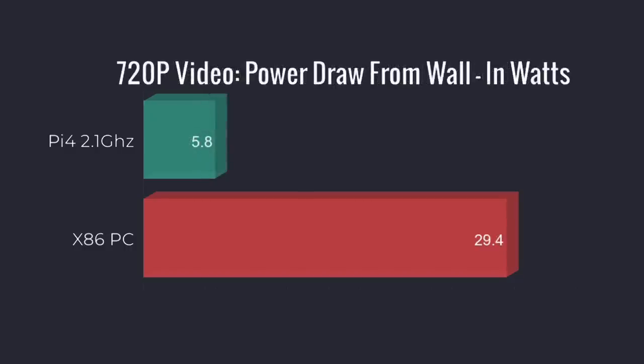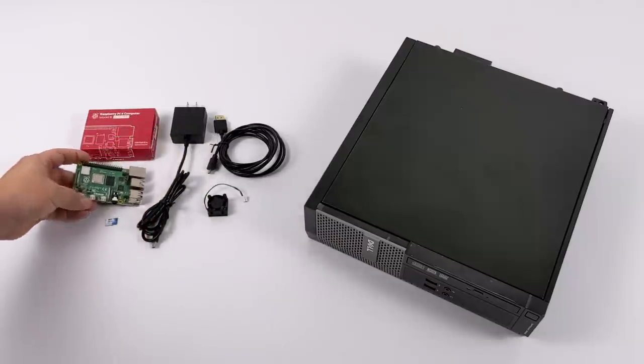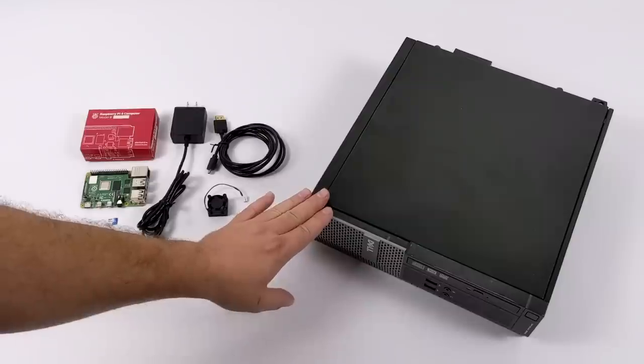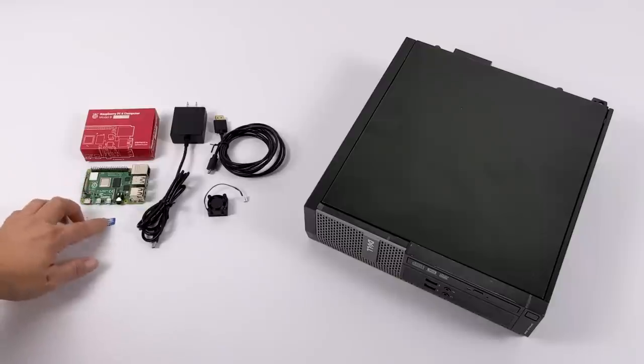As for video playback from YouTube, I chose 720p because it's really smooth on the Raspberry Pi 4 when you compare it to 1080p playback, but a 720p video on the Pi 4, full screen, 5.8 watts. On the PC we have here, 29.4. So obviously, this little Optiplex PC does have more raw performance than the Raspberry Pi does, but when it comes to the form factor and power consumption, the Pi has this beat out all day long.